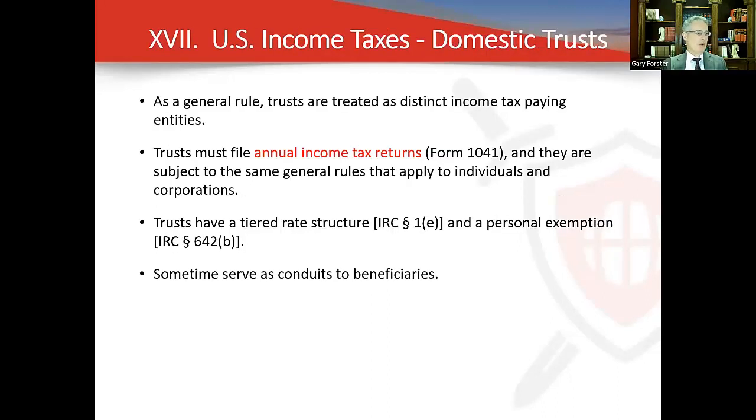Trusts are a separate entity. They can be grantor, which means that the actual funder of the trust can get assets out of the estate, yet retain the income tax on that. What that allows for is that the grantor can pay the tax. It's not an additional gift. It doesn't eat away at the unified credit.